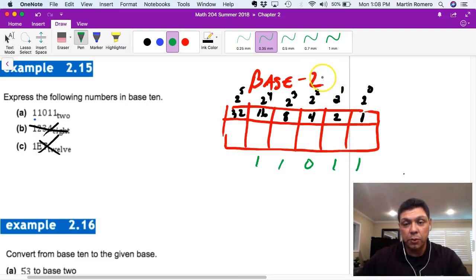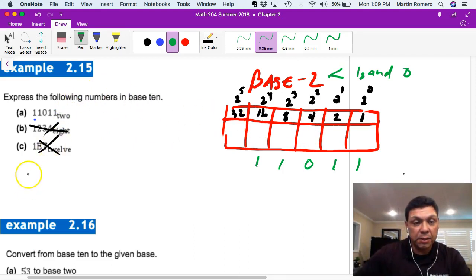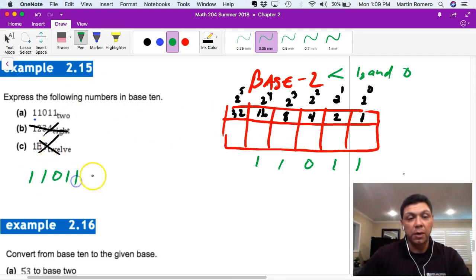In base 2, the only digits in base 2 are 1 and 0. So you want to make sure we know that. And so those are the only numbers that will appear in a base 2 number, 1s and 0s. And so what does 1, 1, 0, 1, 1 equal?